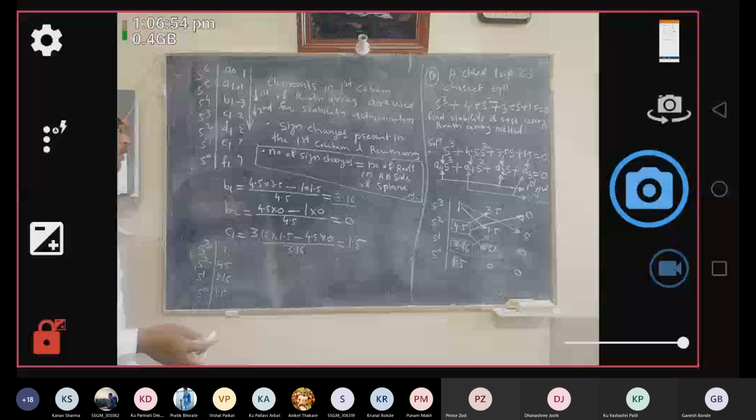How many sign changes are there in this? No sign change. So that means the number of sign changes in the first column of the Routh array is 0. Okay. So therefore, what about the stability? Whether your system is stable or unstable?